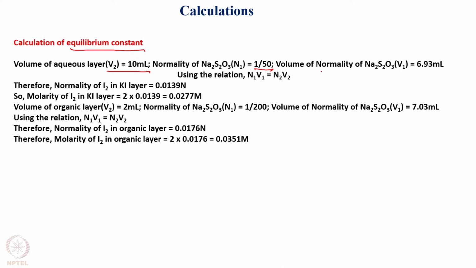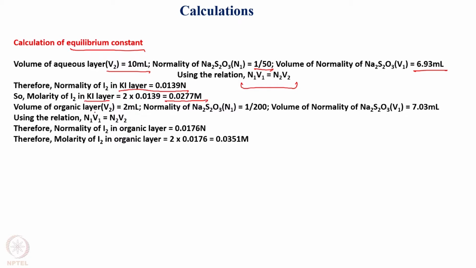These are the calculations that we will be doing in order to calculate the equilibrium constant. The volume of aqueous layer is 10 ml, the normality of sodium thiosulfate is N by 50, and the volume of Na2S2O3 that we have used is 6.93 ml. Again, using the normality equation, we will be calculating the value of normality of iodine in the KI layer, which turns out to be this, and then the molarity is given by twice this value, which is 0.0277 molar.